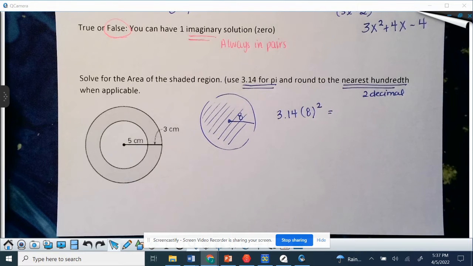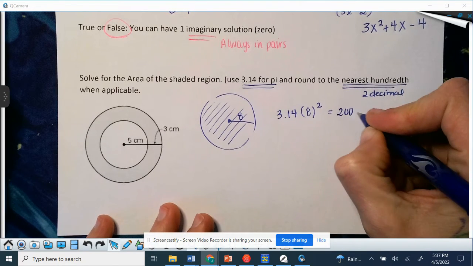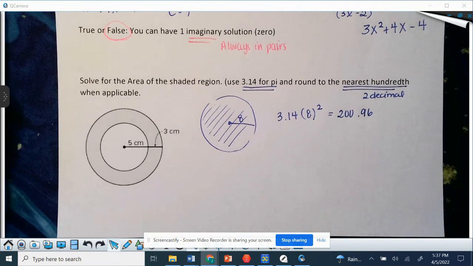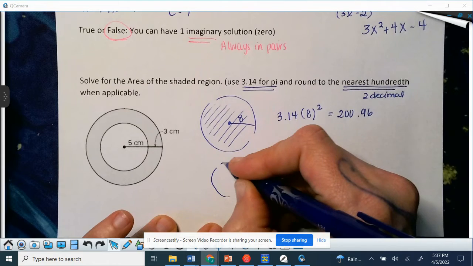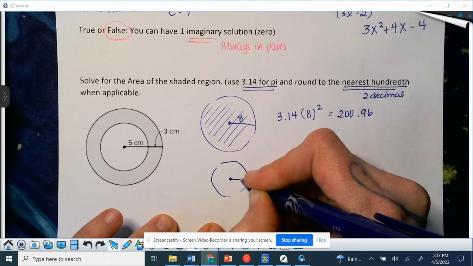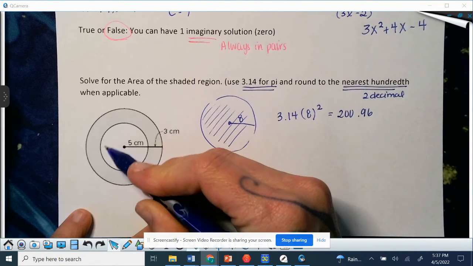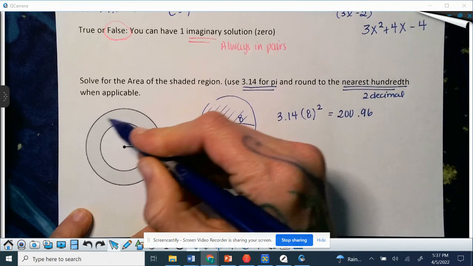And so 3.14 times 64 is going to give you 200.96. And we're not rounding this to a whole number because it says to leave the decimals. Now we're going to cut out the smaller circle, which has a radius of 5. Just this part is cut out. So we're just finding the donut.